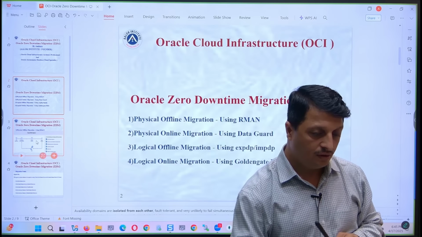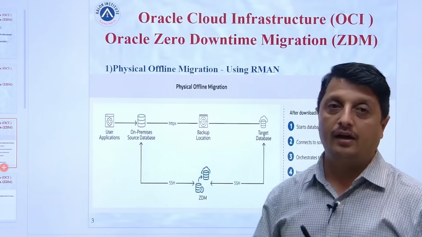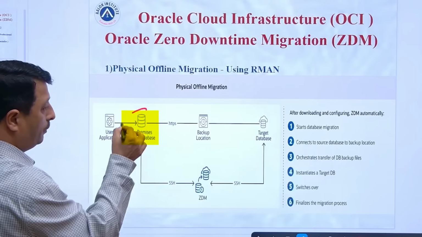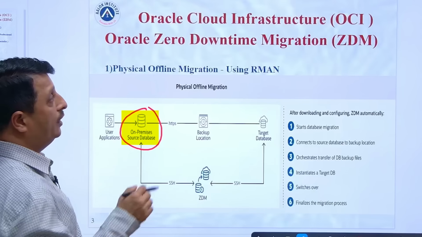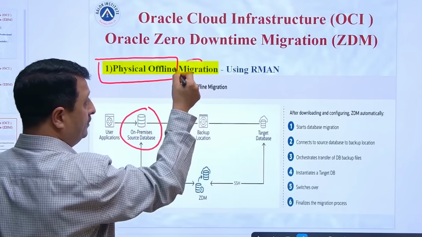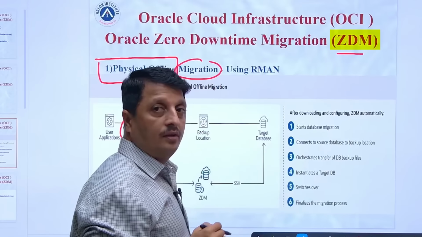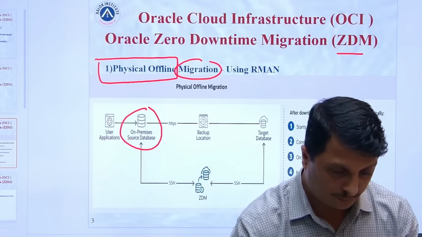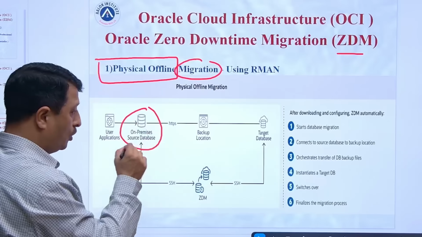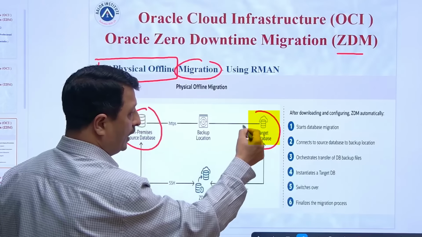This is what we call an architecture. We'll understand how the architecture works in this case. Let's say you have this on-premises database. We are now learning the physical offline migration by using the utility called ZDM. Here I'm going to give you the details. The left side is called on-premises, and on the right side we will be taking the target database.